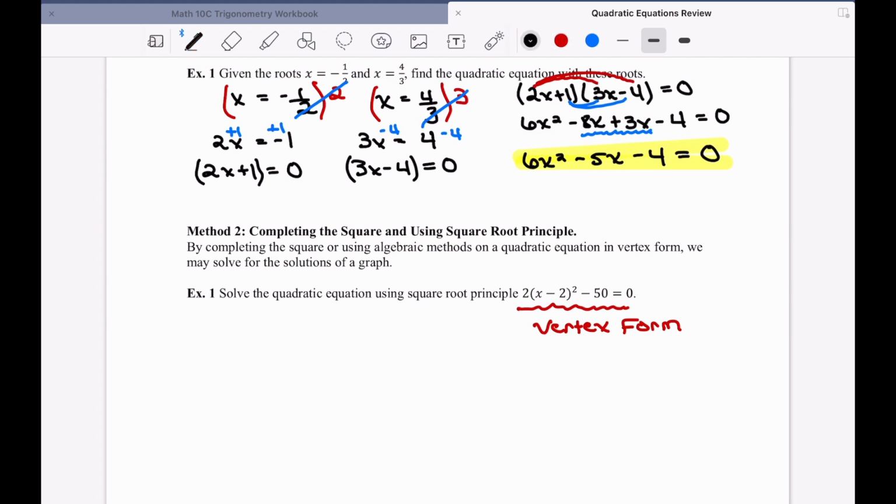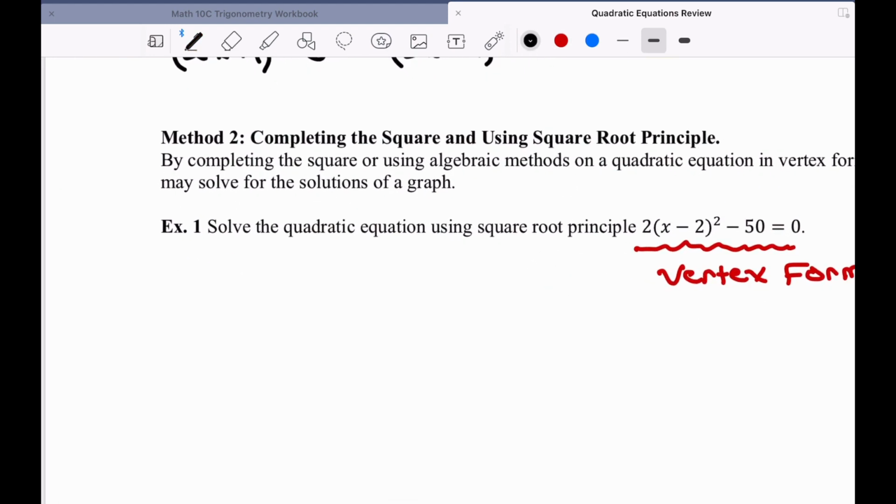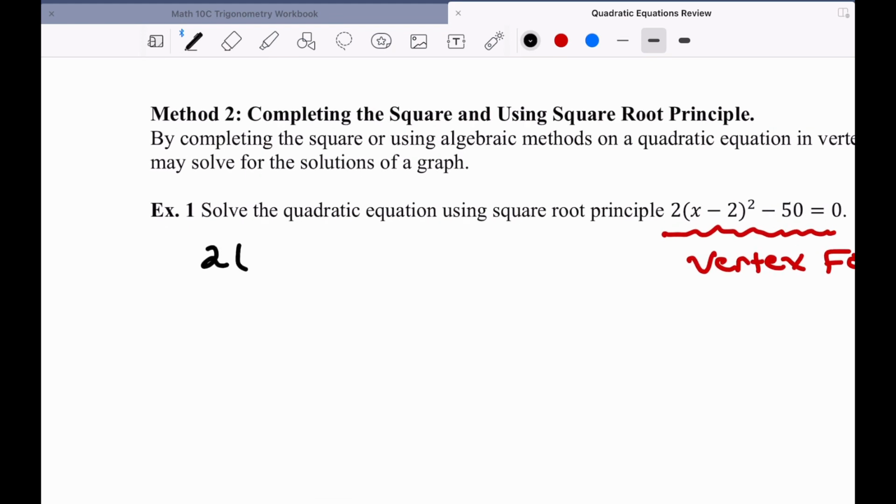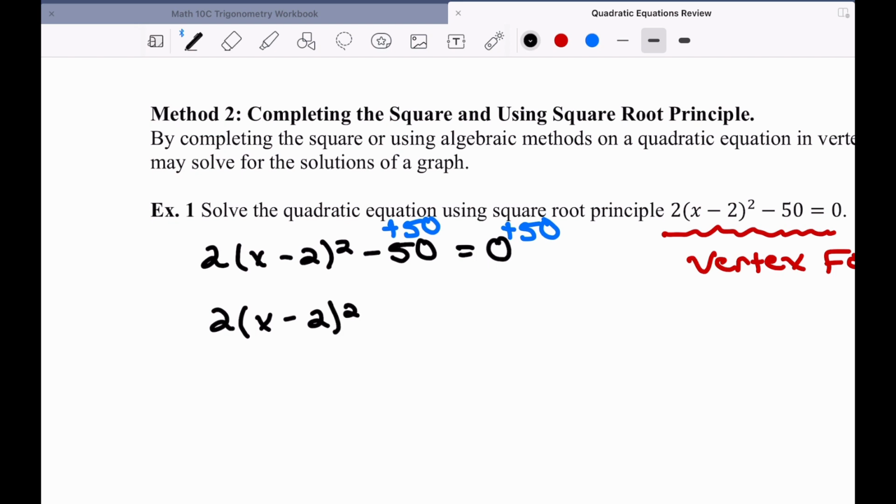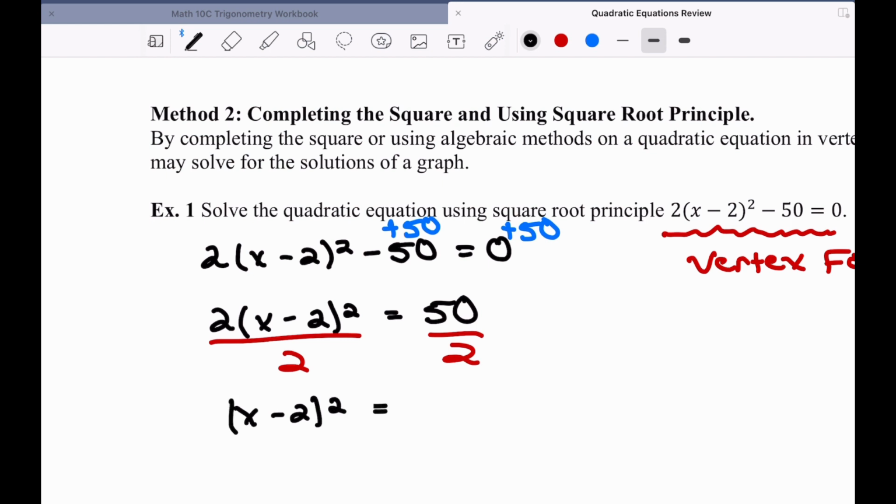So they say solve the quadratic equation by using the square root principle. I'm going to take 2x minus 2 squared minus 50 is equal to 0. So I've just rewritten the equation. I'm going to add the 50 over. So now I have 2x minus 2 squared is equal to positive 50. Then I want to divide by 2 to get x minus 2 all squared, which is equal to 50 over 2, and that's just 25.